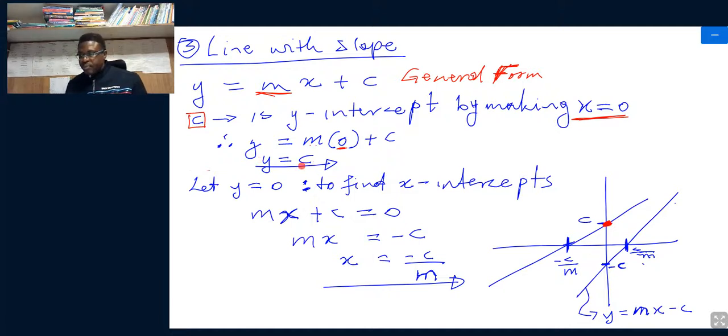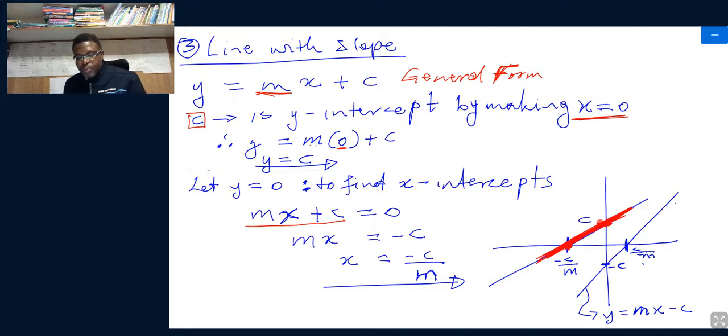We got it. Okay. Secondly, we make y equal to 0 to find the x-intercept. Therefore, we have mx plus c equal to 0. Mx, we transpose c, we have negative c. x is equal to negative c over m. So you will always divide by the gradient. Now, we have a negative number. The negative number is here. Can you see? So I join these 2 points. When I join these 2 points, I get the line.